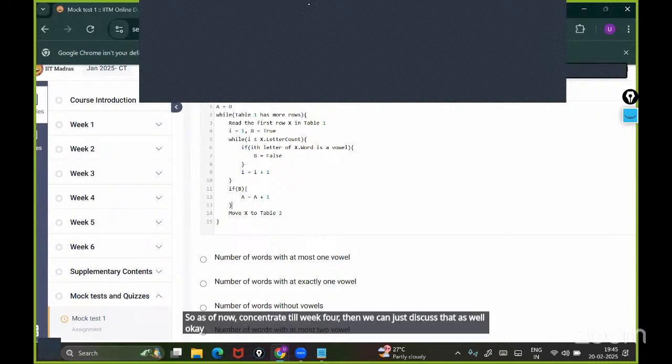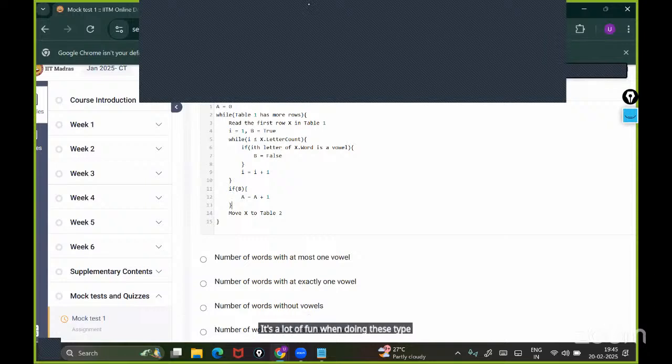It's a lot of fun, ma'am, doing this type of question. I'm not saying that it's so confusing and so hardworking.